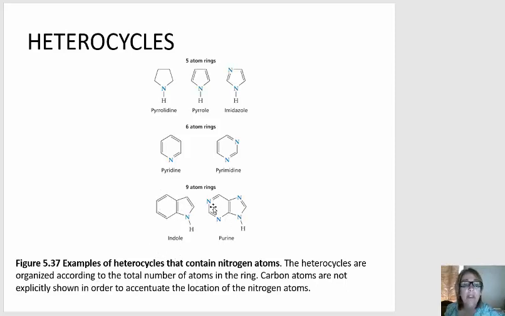And then if the 9-atom fused ring has a 6-membered ring with 2 nitrogens that are separated by a carbon, the 5-membered ring has 2 nitrogens separated by a carbon, the 5-membered ring has 2 double bonds, and the 6-membered ring has 3 double bonds, that's known as purine.